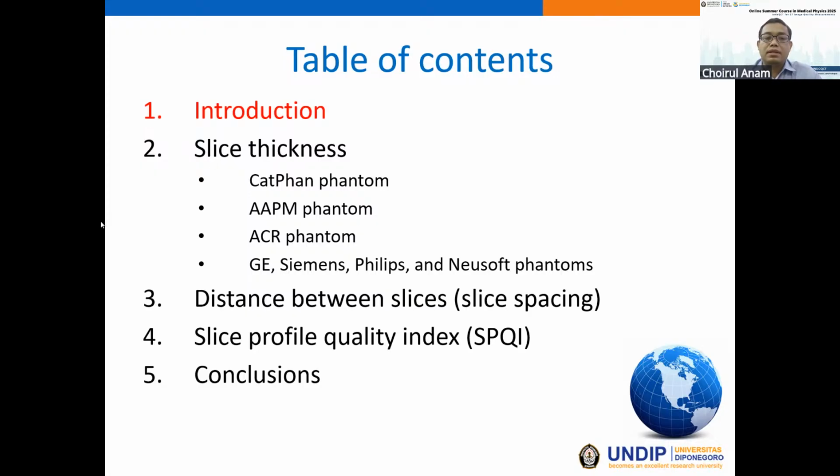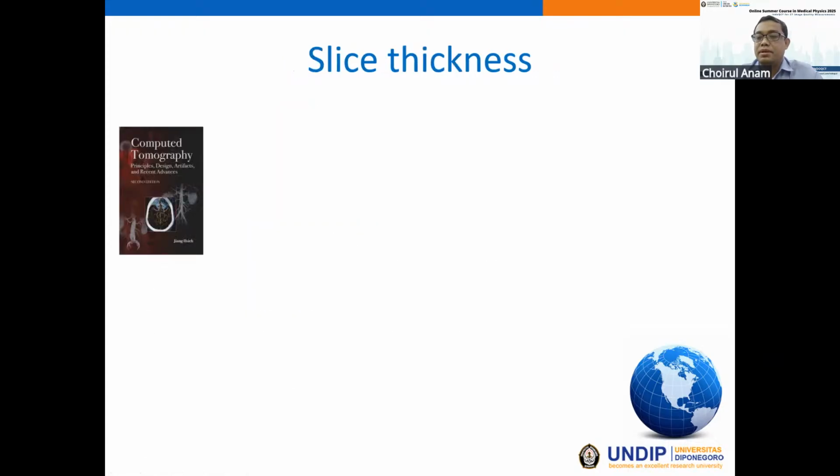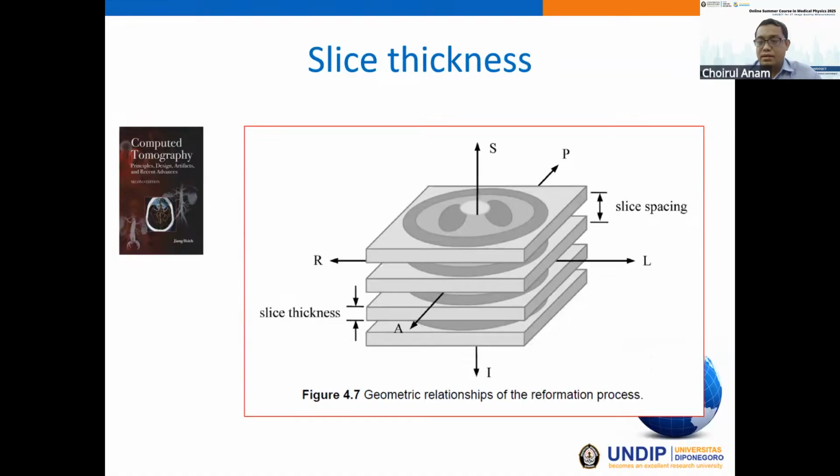Now we will discuss the introduction about the slice thickness parameter in CT scan. Because the CT produces the axial image, the slice thickness is a very important parameter. The slice thickness is the main parameter affecting other parameters such as the spatial resolution, noise, and also the partial volume artifact. It comes from the slice thickness parameter.